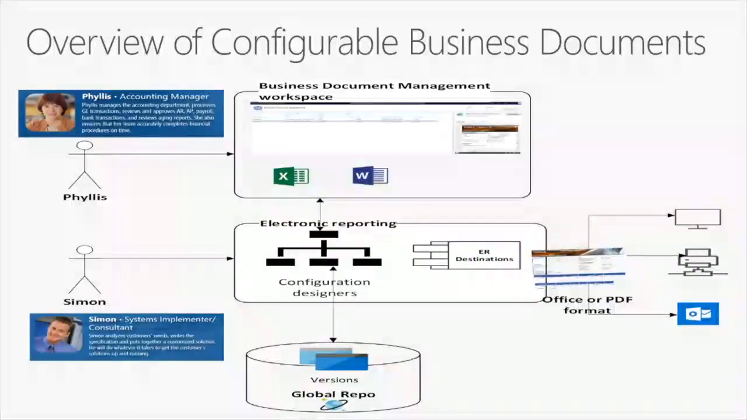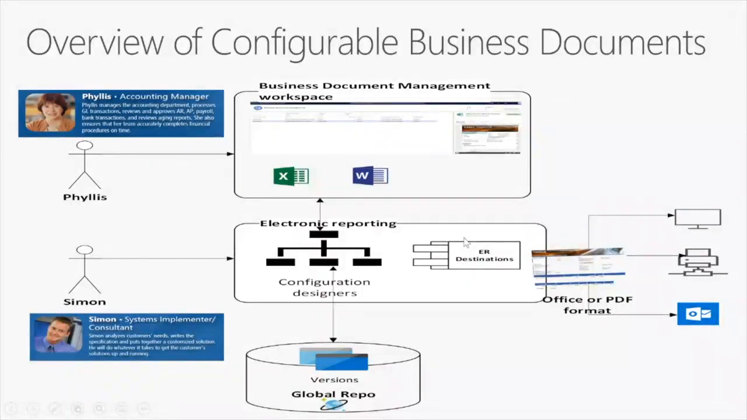But all this functionality is actually based on electronic reporting functionality, which provides versioning, publishing functionality, and also allows you to configure destinations. And we'll talk a lot about them because this destination gives you a possibility to convert your Office document to a PDF, for example, and then send it as an attachment over mail or print it or just see it on the screen.